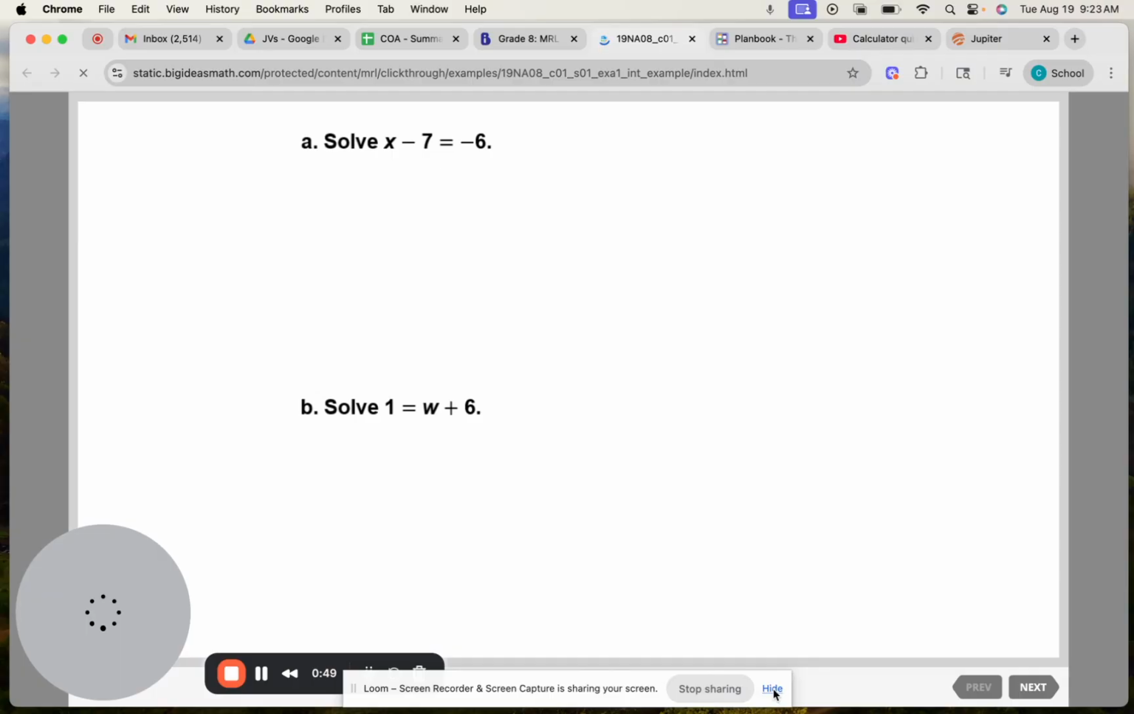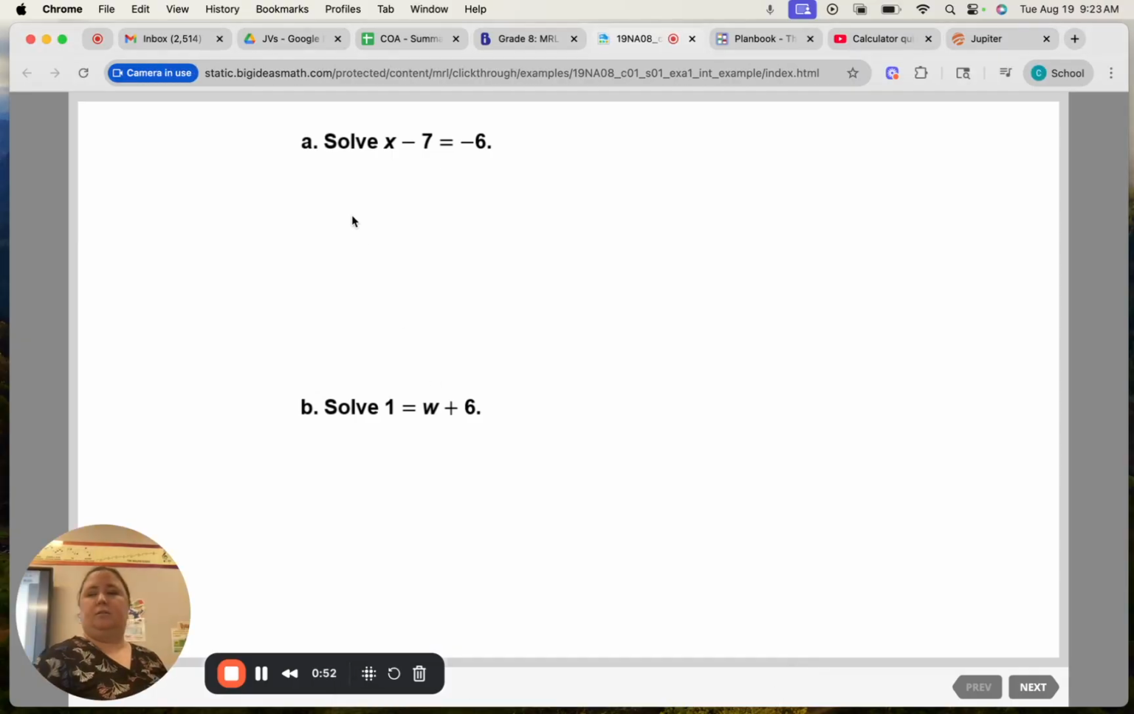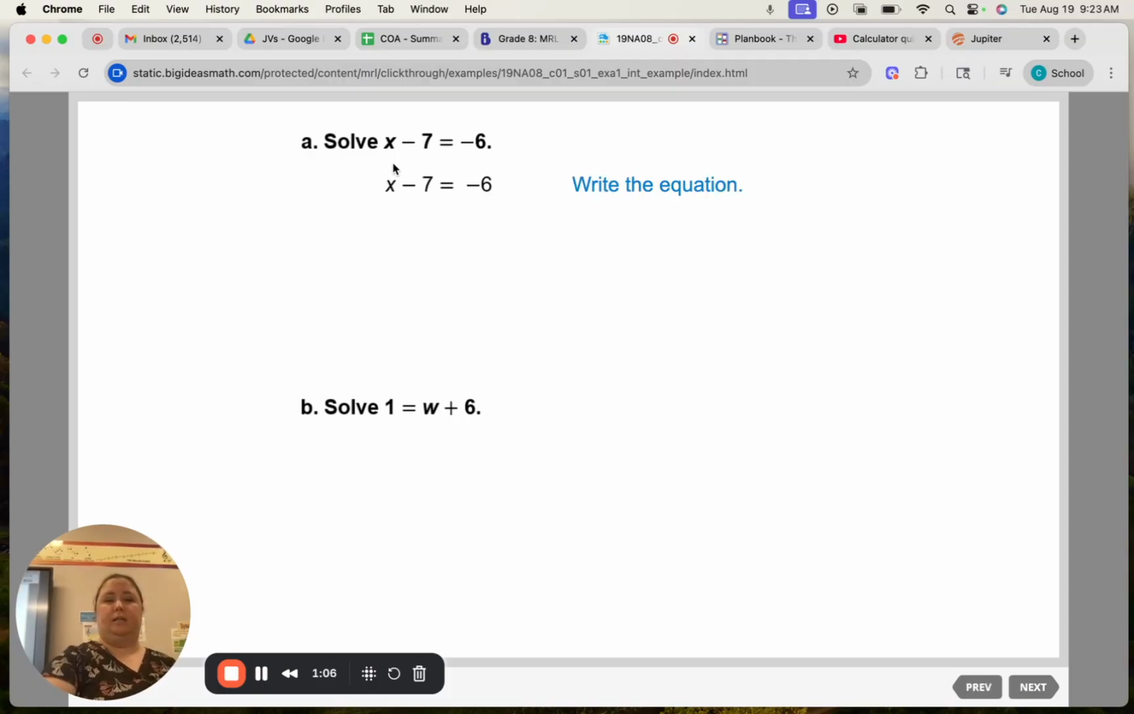I want you to write this in your journals. So journals, write EX1 for example 1. Go ahead and write down A. We're going to solve. You don't have to write solve. X minus 7 equals negative 6. So the first thing you do is you write X minus 7 equals negative 6. Make sure you're labeling this EX1A.